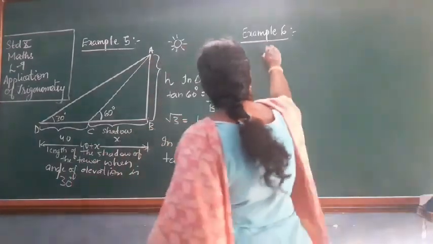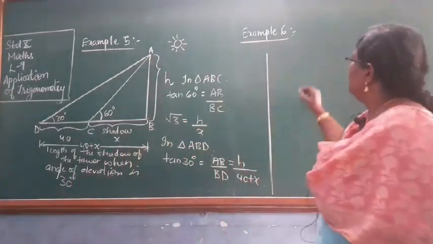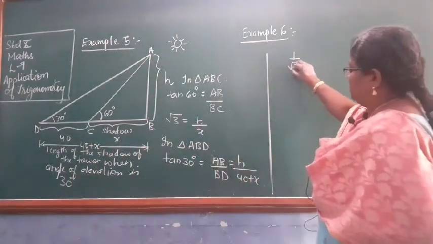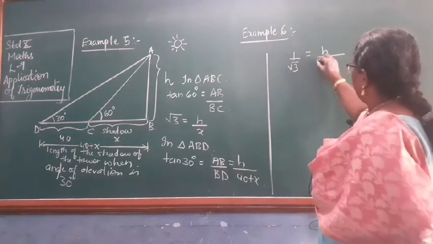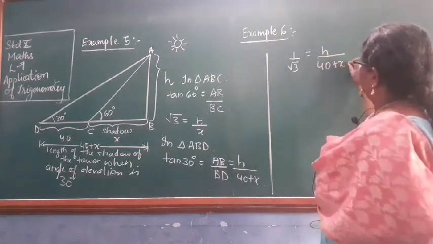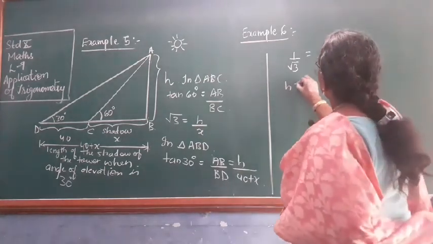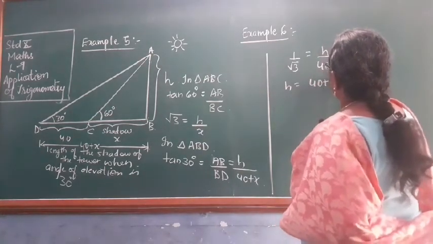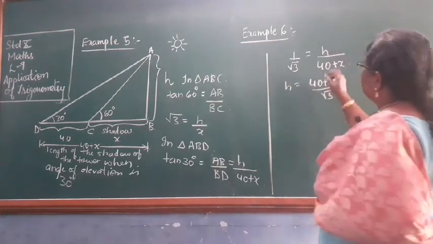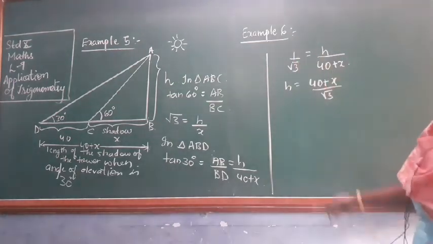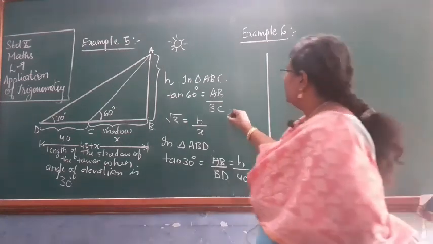Now tan 30 value I know. How much is the tan 30 value? It is 1 by root 3, which equals H by 40 plus X. So here H is equal to 40 plus X by √3. I will get it like this, and from the other relation, H comes out like this as well.